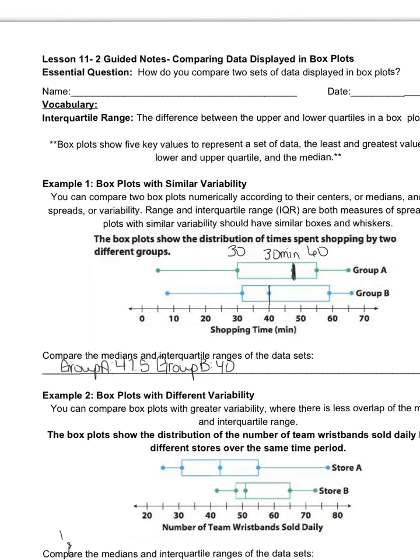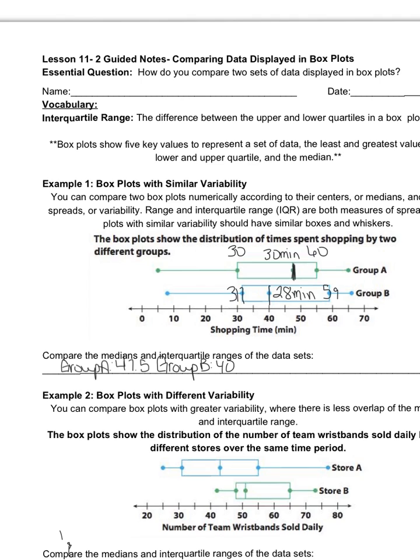And then for Group B, I would say that would be approximately 31. And the upper quartile here, I would say, is 59. So from 31 to 59, the interquartile range here is 28 minutes.